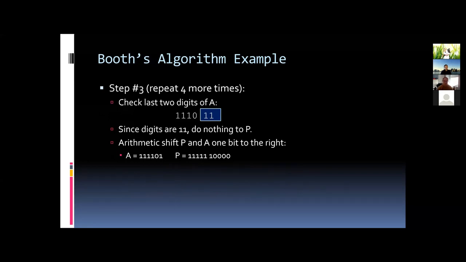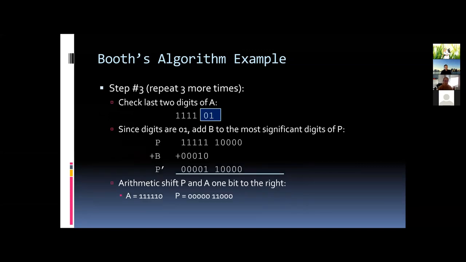So then we keep doing step by step. We see now 1, 1. Since the digits are both ones, do nothing. We then do an arithmetic shift on P and A 1 bit to the right. And that's what happens with these values when we shift them 1 bit to the right. Okay, keep shifting. Three more times we need to repeat this process.